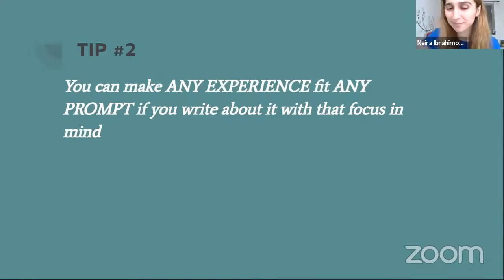What do I mean by this? What I mean is I don't want you to look at the prompts and start trying to find experiences to fit those prompts. What you should be doing is looking at your experiences, looking at the keywords, the traits you highlighted in those experiences, and then seeing how you can make those experiences fit the prompts. I promise you, any experience can fit any prompt. All you have to do is slightly tweak the experience or write about it in a slightly different way, like choosing a different keyword to talk about, and then it will fit that prompt.